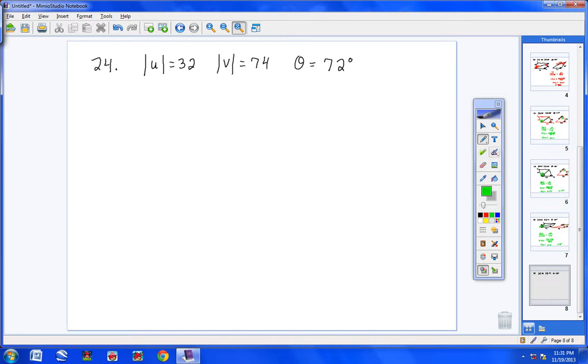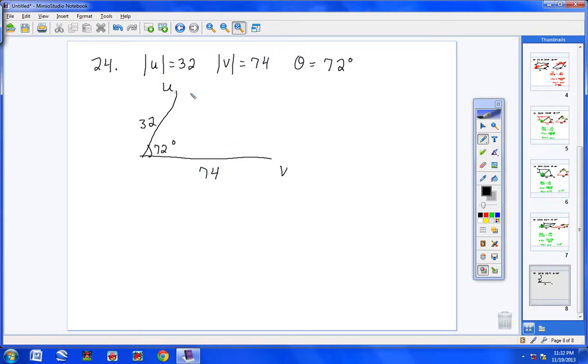Here we go. Okay, we have vectors u and v that form a 72 degree angle. So here's u coming down, here's v coming across. We'll put a u right here. I don't care if it's drawn to scale, that's not a big deal to me. And this is 72 degrees. And u has a length of 32 and v has a length of 74.